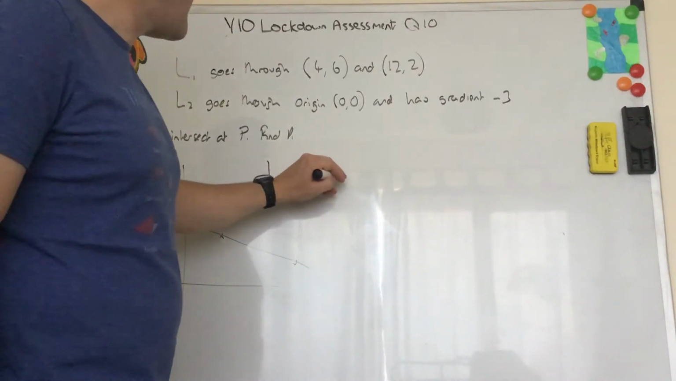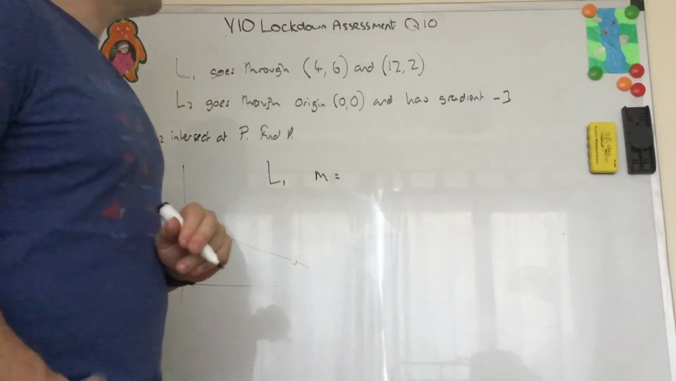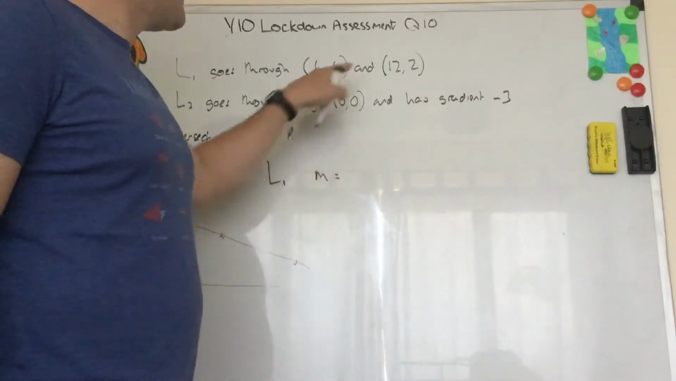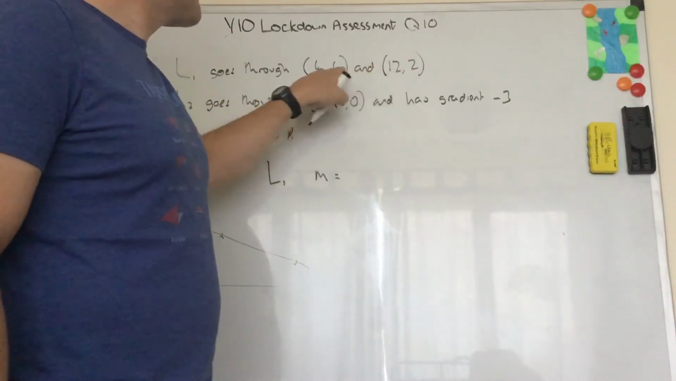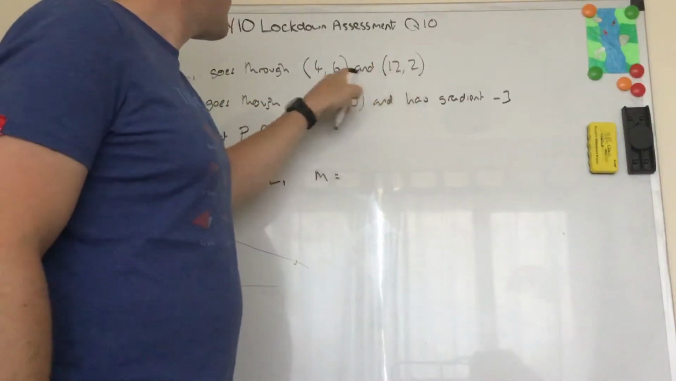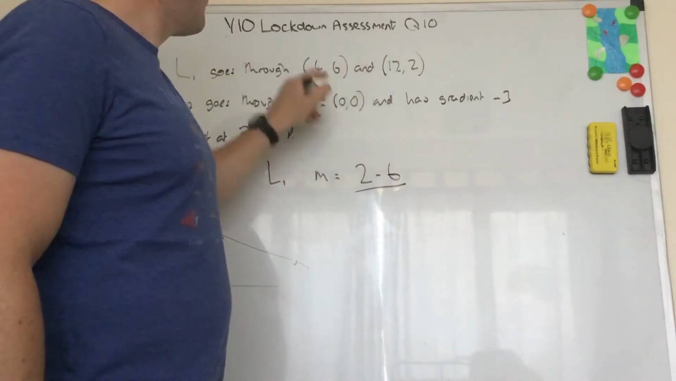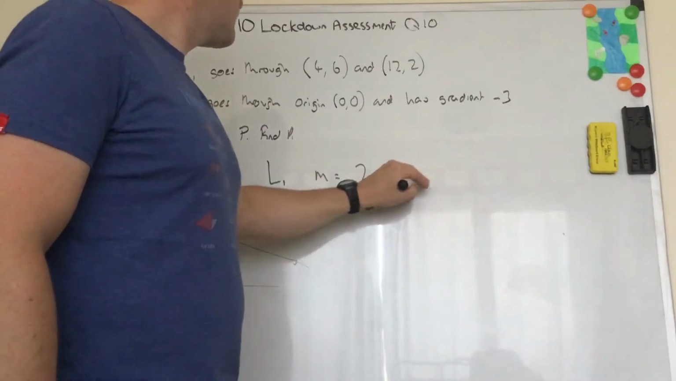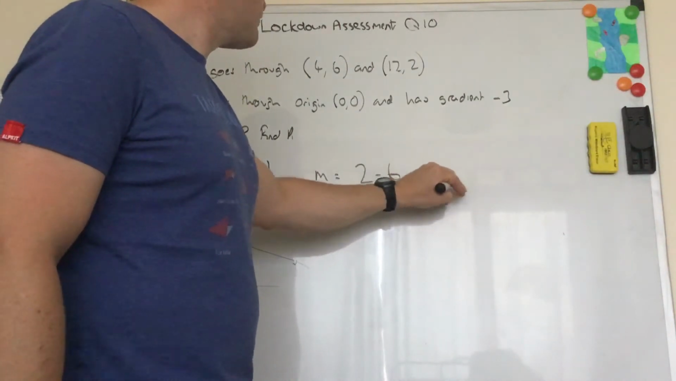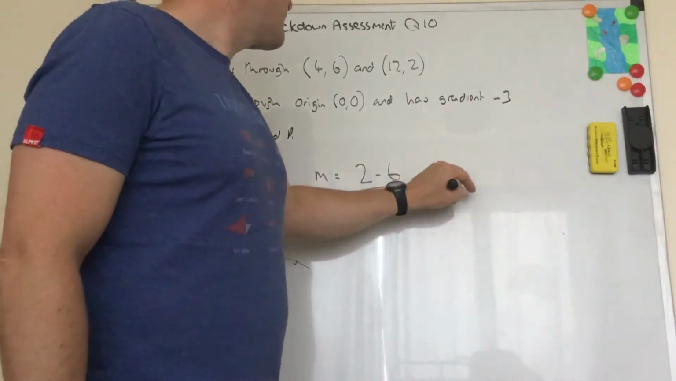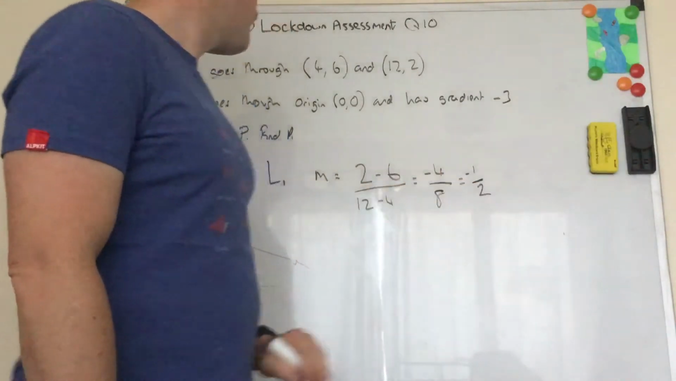The gradient is m. And to work out the gradient, we do change in y divided by change in x. Change in y is 12 take away 6, sorry, 2 take away 6. And the change in x is 12 take away 4. So 2 take away 6 is minus 4, 12 take away 4 is 8. So the gradient is minus a half.